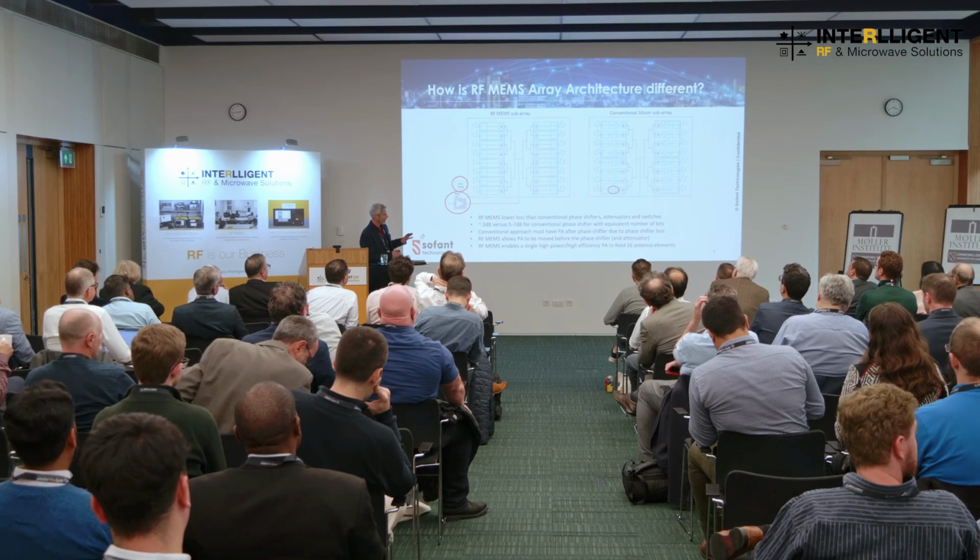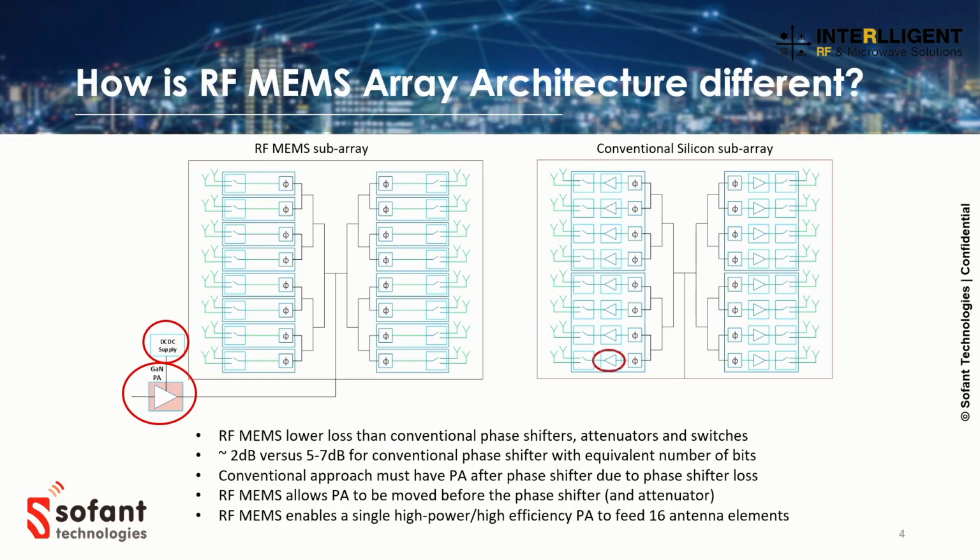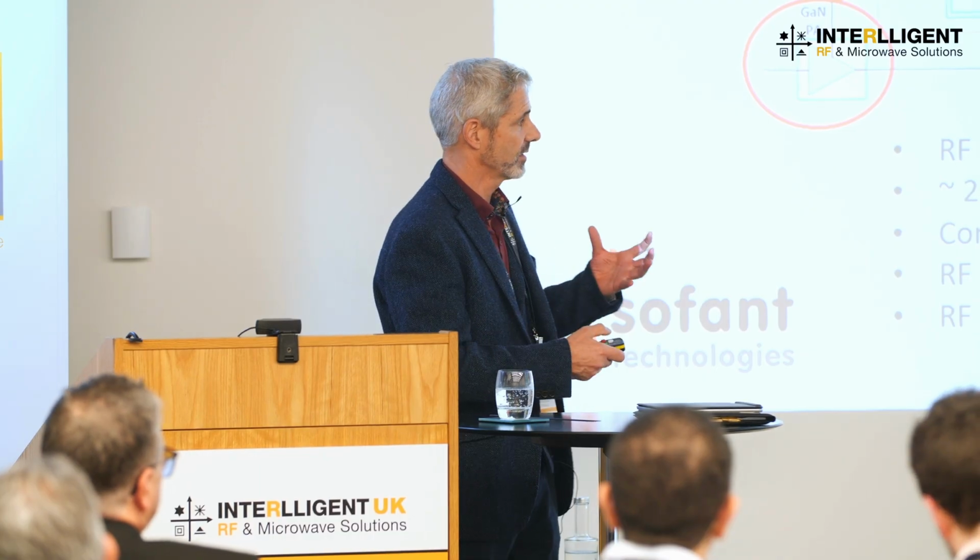So if we start talking about architectures, on the right-hand side we have a conventional silicon approach, and here we have the Sofant approach. Now, the first thing to consider here is RF loss. When we've benchmarked a typical phase shifter using an SOI or SiGe or similar approach, it has about 5 to 7 dB of loss for an equivalent number of phase shifter bits, versus our approximately 2 dB. So we've got this significant benefit.